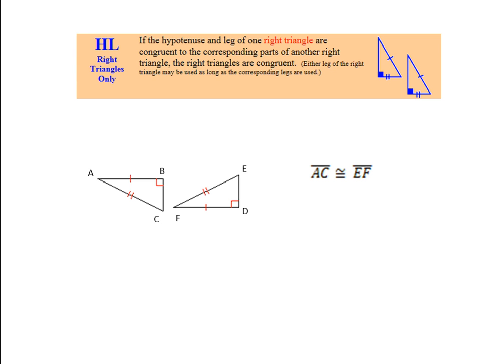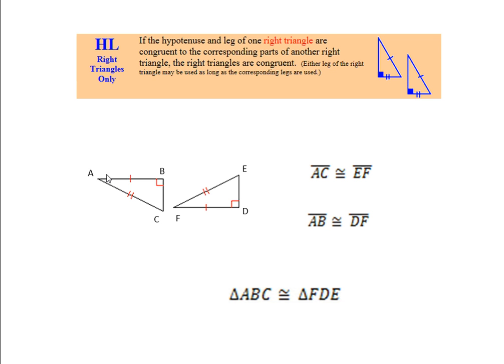Well, that's my hypotenuse. So we already have the hypotenuse part of it. And then AB is congruent to FD. So now we have the leg. So that's why it's just hypotenuse leg. So triangle ABC is congruent to triangle FDE.